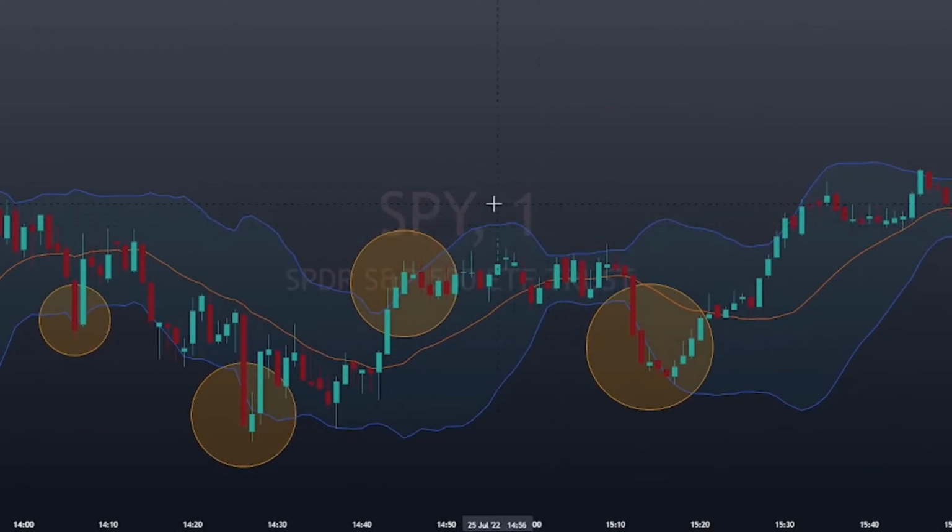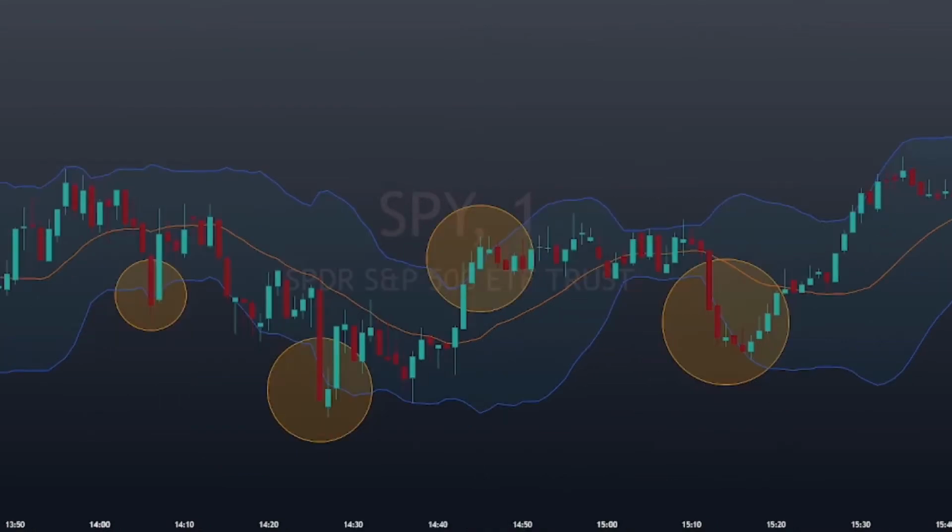So yeah, this is how Bollinger Bands work. A super simple indicator, but a must know for traders. Hopefully this video gave you some insight about what the Bollinger Band indicator is and how to use it when trading.